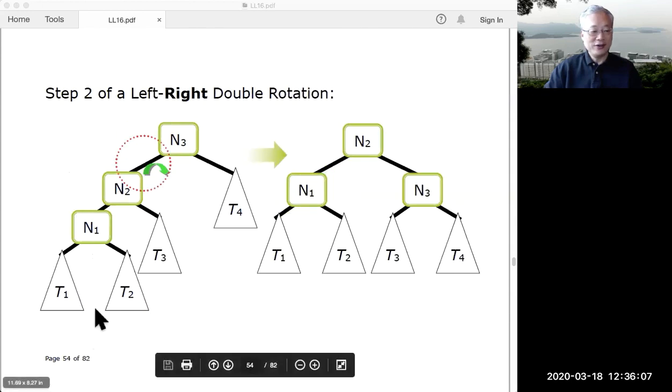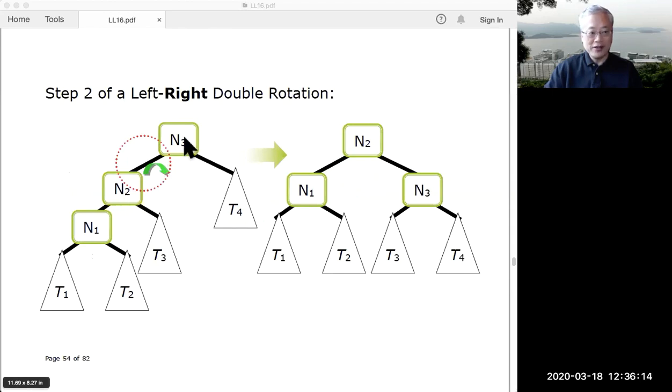And then, here again, we have a similar situation. When N2 is pushed up here, then the left child is N1, the right child is N3. So how about T3? T3 will be forced to become the left subtree of N3. Okay, so that is the situation that we face. Any questions here? So maybe let me go on.